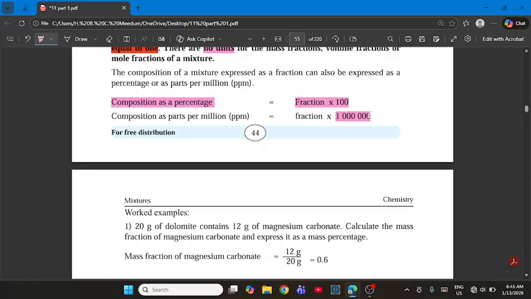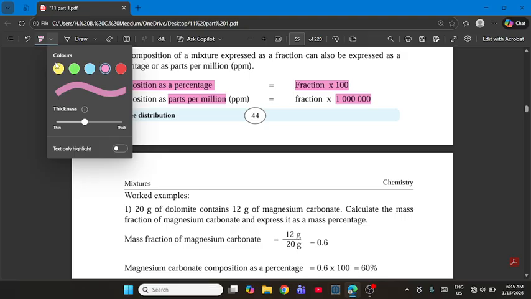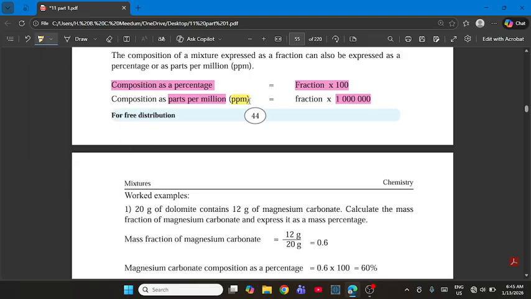You have to multiply that fraction by a million. Okay. Parts per million. Normally we tell it as ppm. Generally we consider ppm the short form of parts per million. Okay.